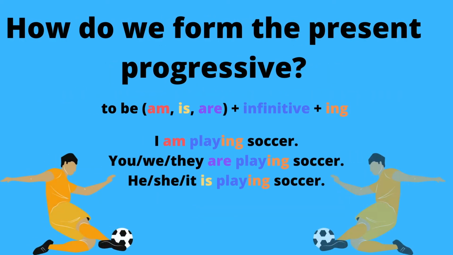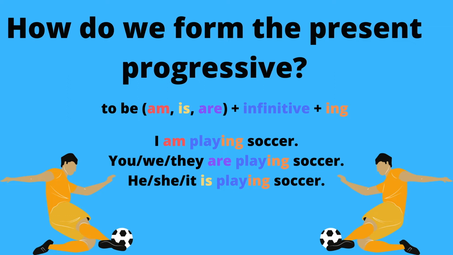How do we form the present progressive? Some form of to be: am, is, or are. Check out our YouTube shorts for that one. Plus the infinitive of a verb, so speak for example, plus ing. So is speaking, or I am playing soccer. You are playing soccer. He is playing soccer.